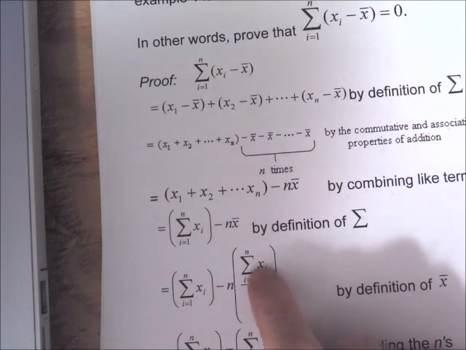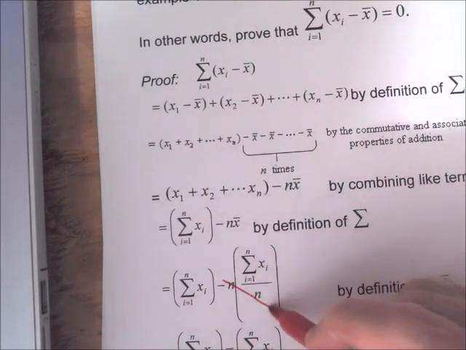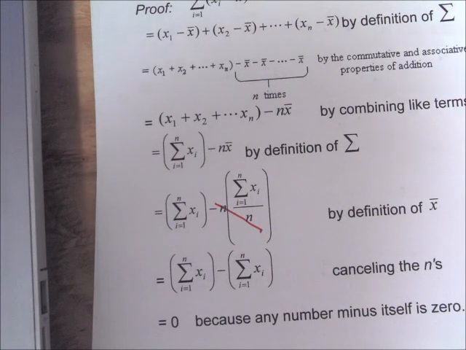Use the definition of the mean. That's the summation of xi all over n. The n's will cancel, and you just have a sum minus itself. A number minus itself is 0. And that concludes the proof, and that concludes this presentation.